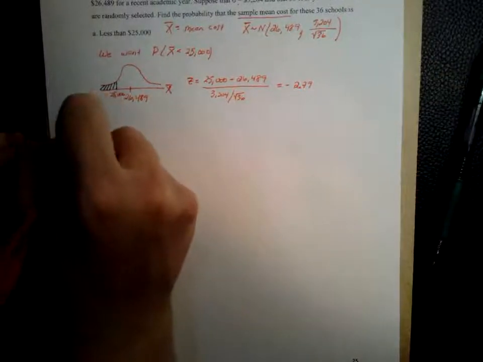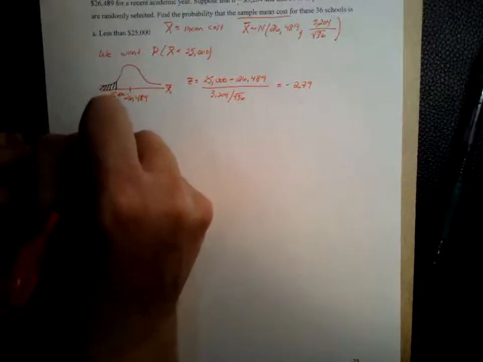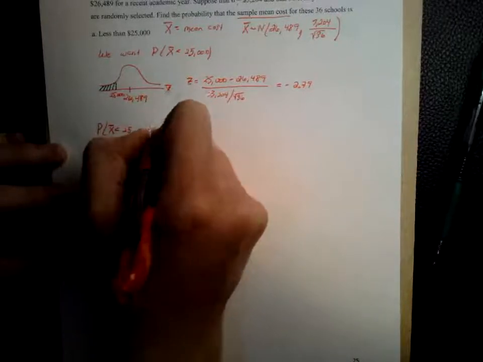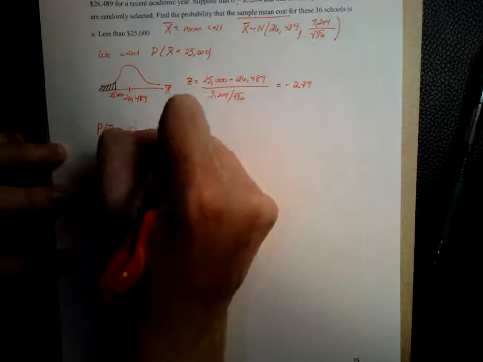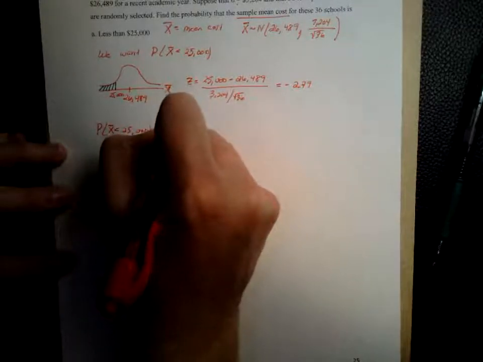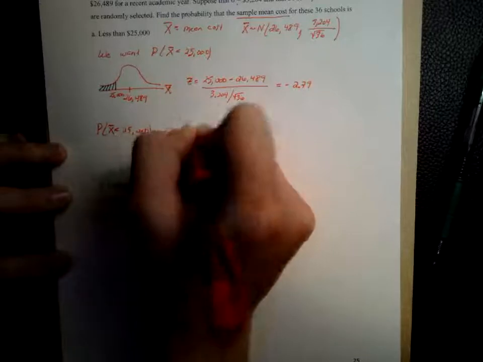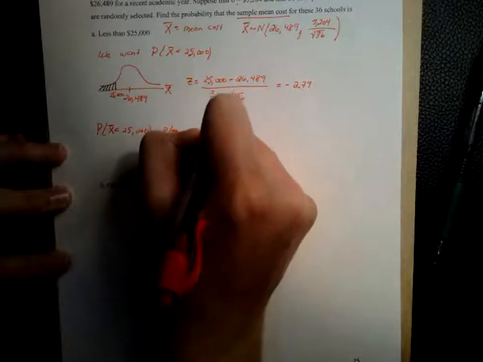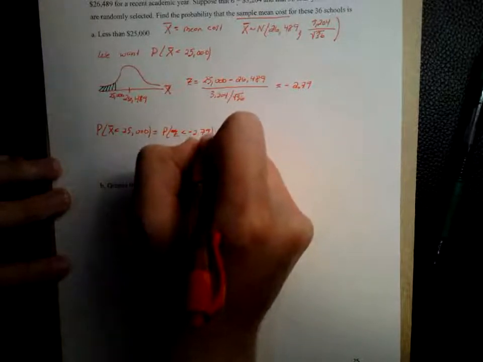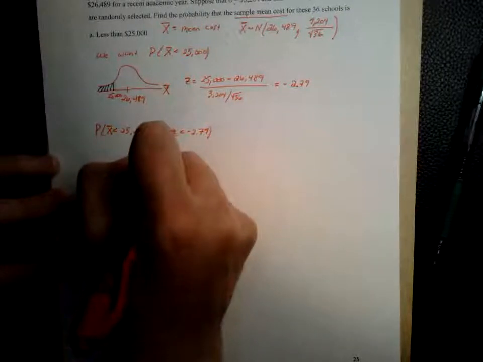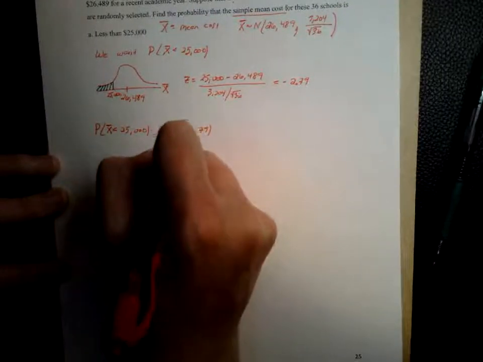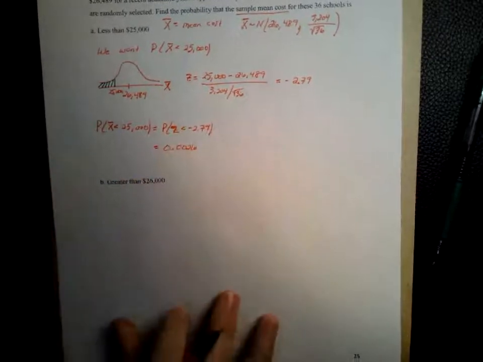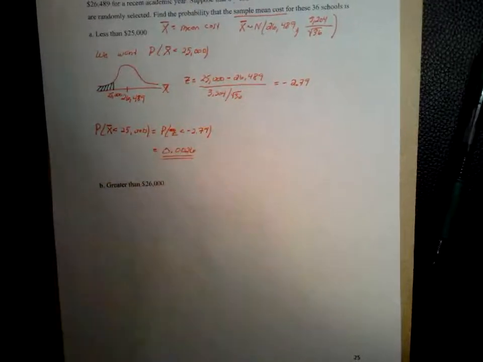Then that implies the probability of getting a sample mean less than 25,000 is equal to the probability of getting a z-score less than this one we got, negative 2.79. And we can look up this area in the table already because we're looking at the left-hand area. And this will give you 0.0026. And that is the answer we're looking for here.